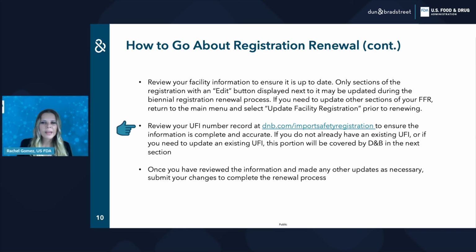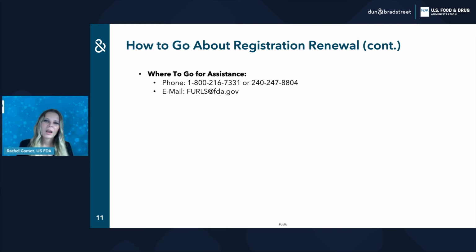If you do not already have an existing UFI, or if you need to update an existing UFI, this portion will be covered by D&B in the next section. Once you have reviewed the information and made any other updates as necessary, submit your changes to complete the renewal process. We're also available to assist you during this renewal time. You can contact us via email at frills@fda.gov or via phone, Monday through Friday, 9 a.m. to 6 p.m. Eastern Standard Time, excluding federal holidays.